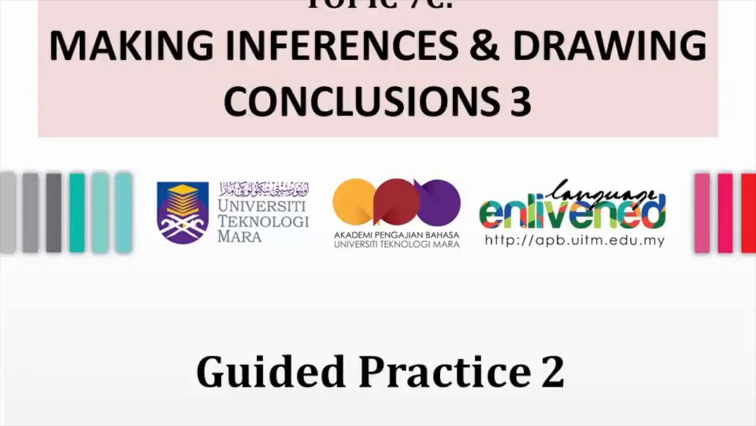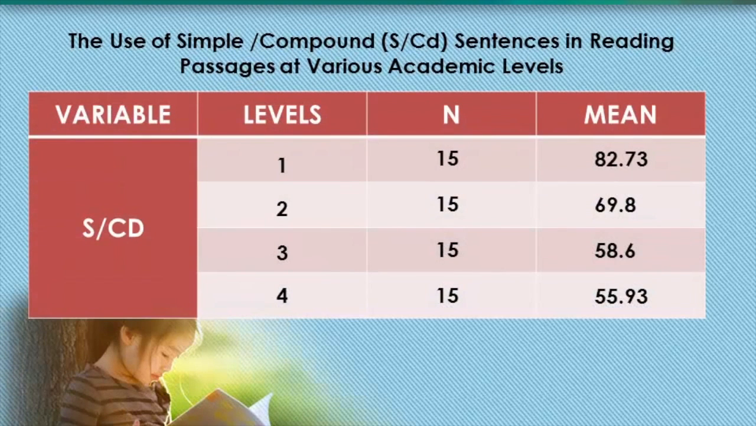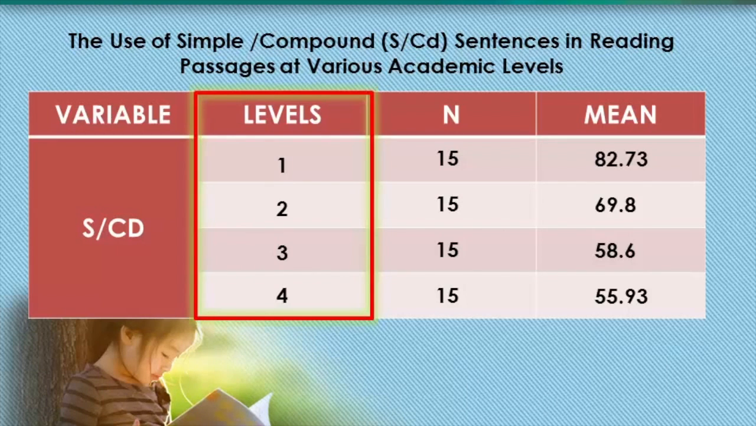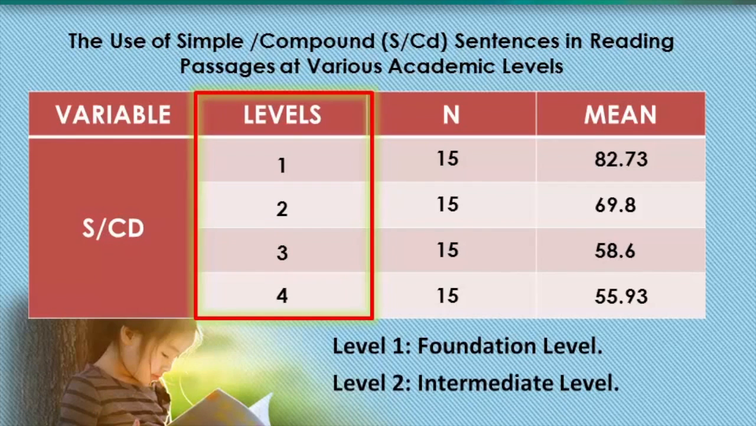Making inferences and drawing conclusions 3. Guided practice 2. This table shows the use of simple or compound sentences used in reading passages at different academic levels. Look at the information provided in the table. There are 4 different academic levels. Level 1 refers to the foundation level. Level 2 refers to the intermediate level. Level 3 refers to the high intermediate level. And level 4 refers to the advanced level.